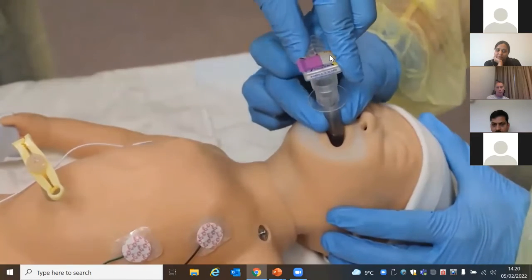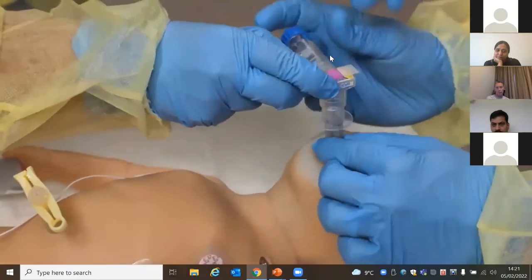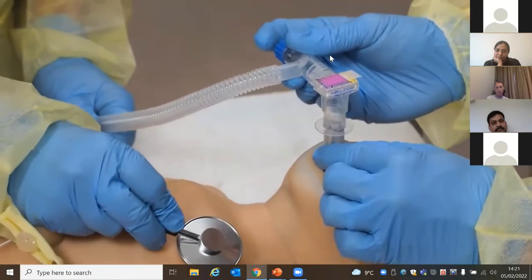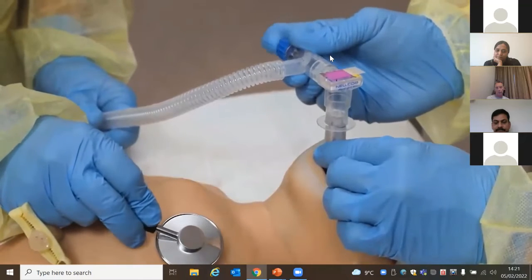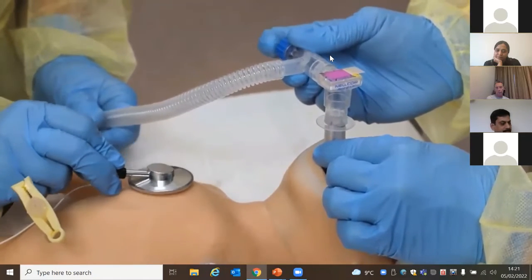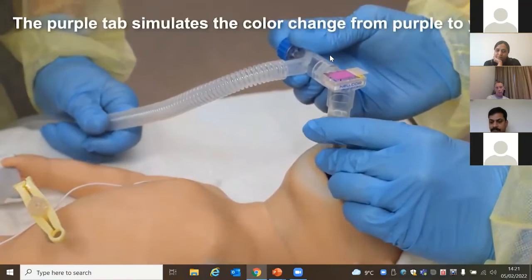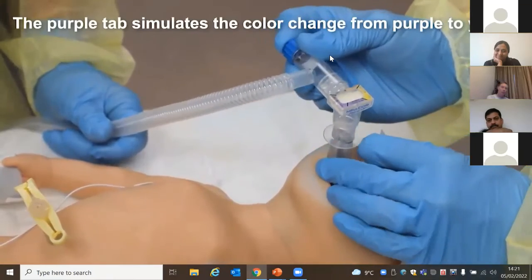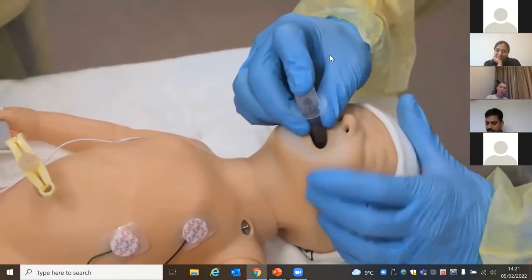Attach a CO2 detector and connect the PPV device. After insertion, you should see bilateral chest movement with ventilation and hear equal breath sounds. If this intervention is successful, you should notice an increasing heart rate and oxygen saturation. By the time you've given 8 to 10 breaths, the CO2 detector should turn yellow as it detects exhaled CO2. Now watch as the laryngeal mask is inserted in real time.